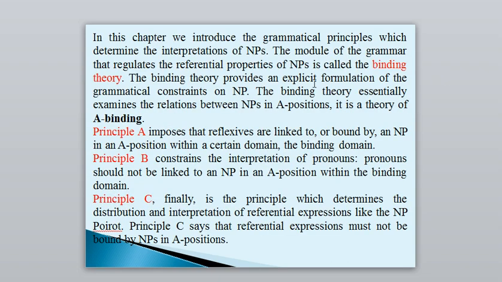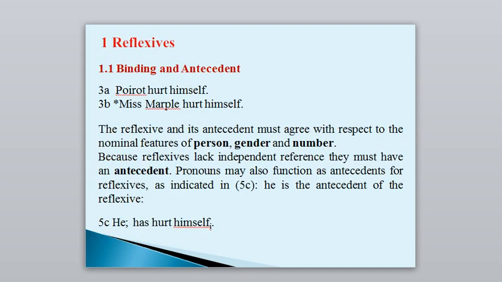So as I told you, the binding theory consists of three principles. Principle A, which talks about the reflexive pronouns, principle B, which talks about the pronouns, and principle C, which talks about the referential expression or proper names. So first, the reflexive, principle A. We want to talk about the reflexive, the principle A of binding theory.